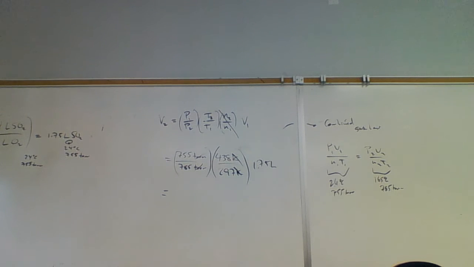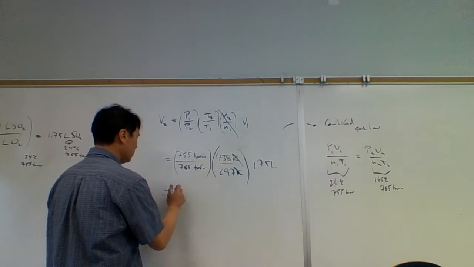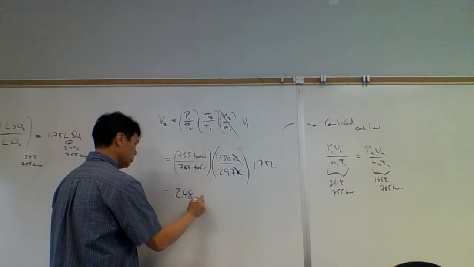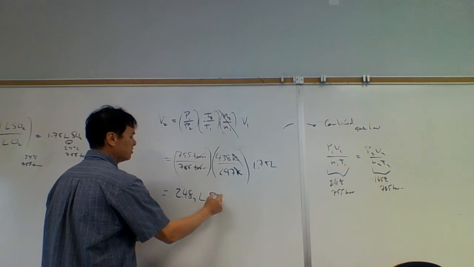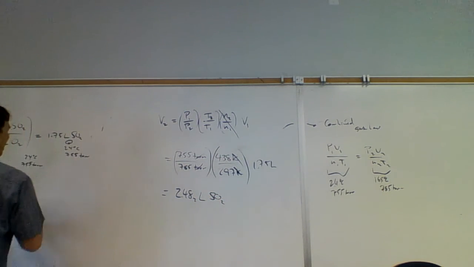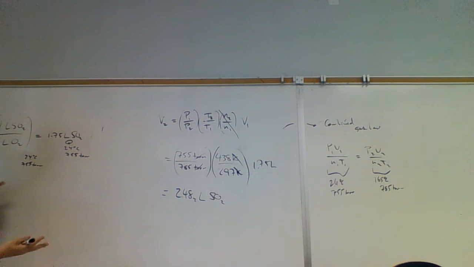So I'm going to do the calculation now. It's going to be 755 divided by 785 times 438 divided by 297 times 1.75. That's 2.482 liters of SO2. So what's going to happen is, at the higher temperature, it expands. The slightly higher pressure doesn't have a huge impact on it, but the higher temperature is going to result in a big expansion of the gas.